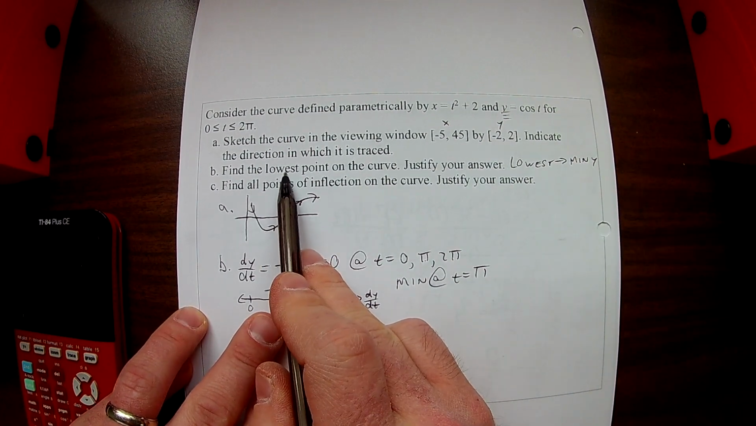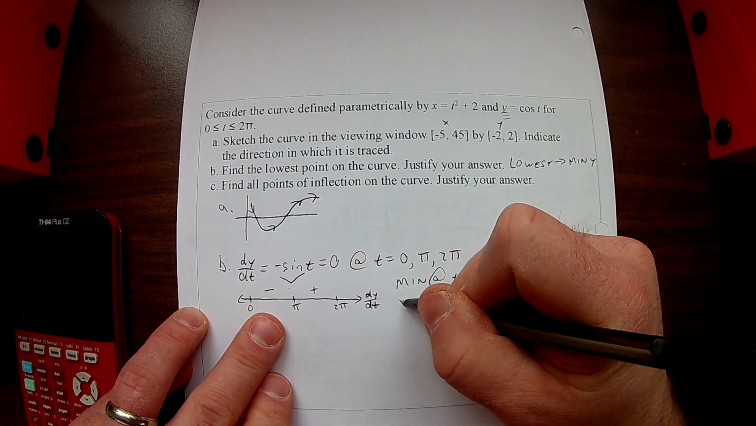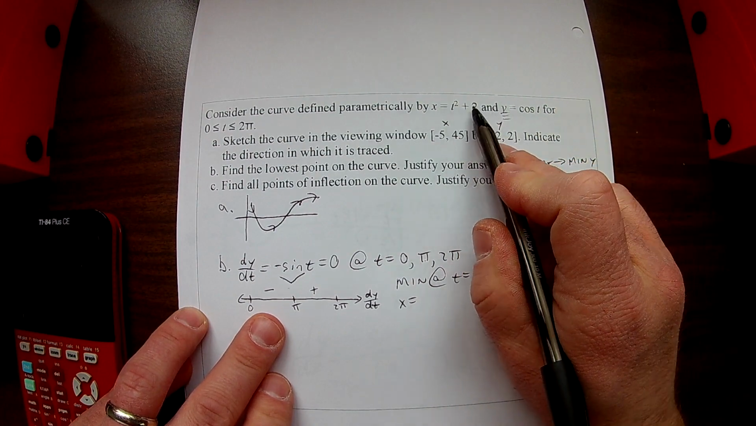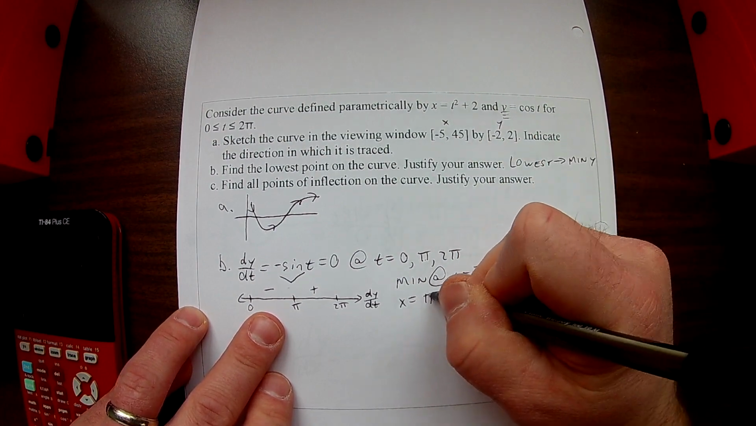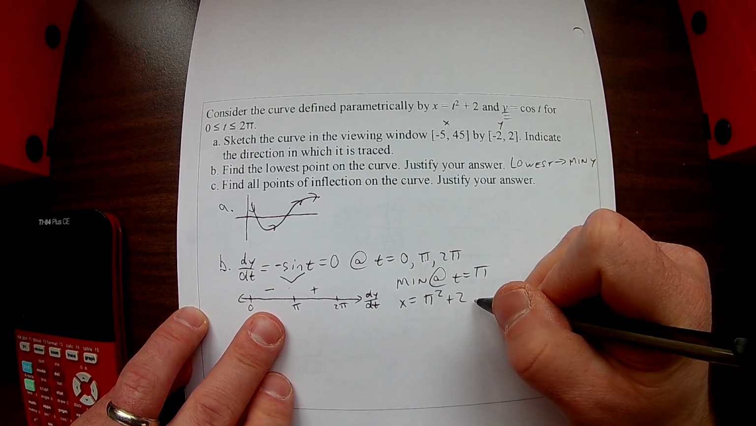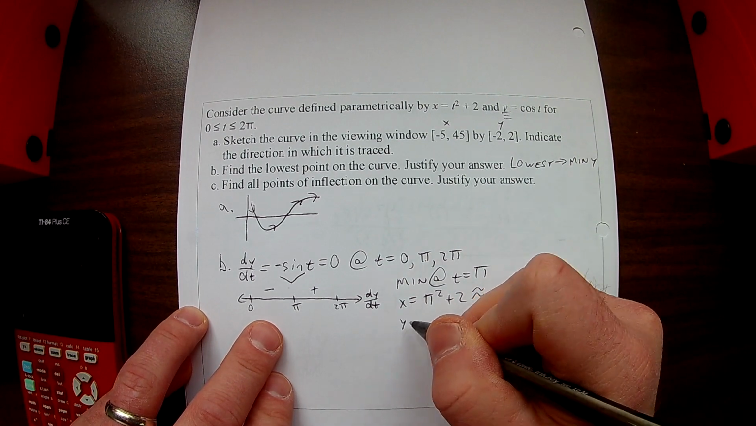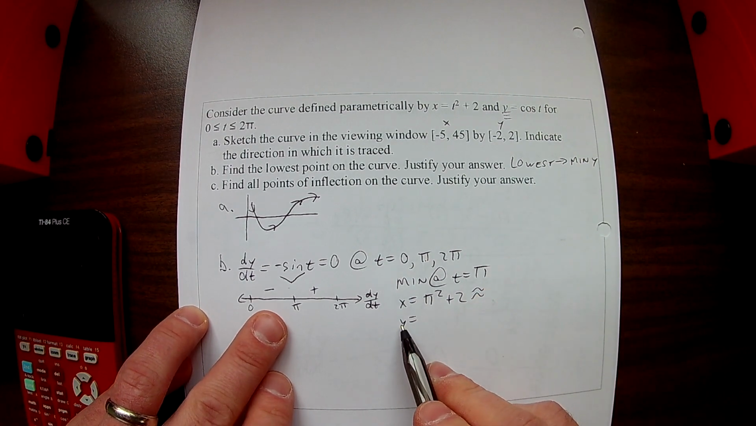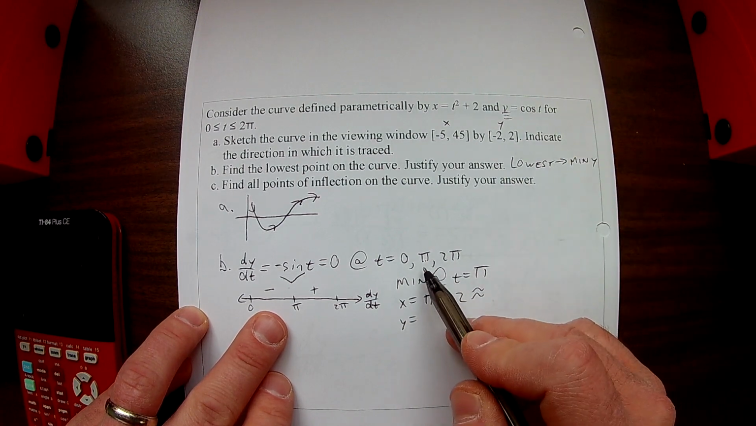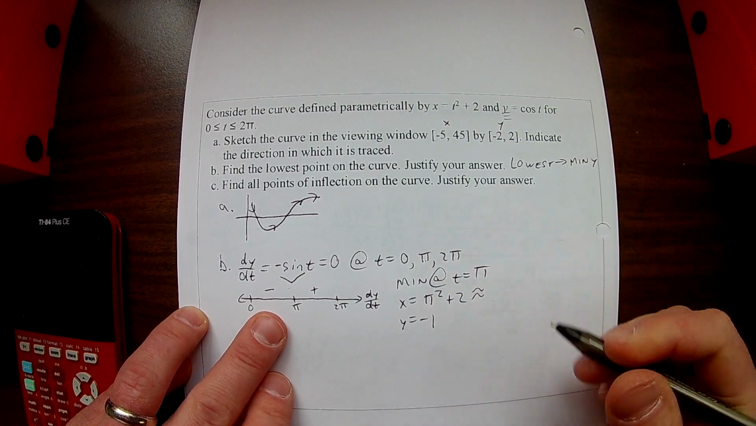So here we actually do want to find the lowest point on the curve. So what we actually have to do, I have to find out that x is equal to t squared plus 2. So that would be pi squared plus 2. I don't know what that is. I can plug that into a calculator in just a minute. Let's just get y hammered out here. y is going to be cosine of pi. So cosine of pi gives me negative 1.